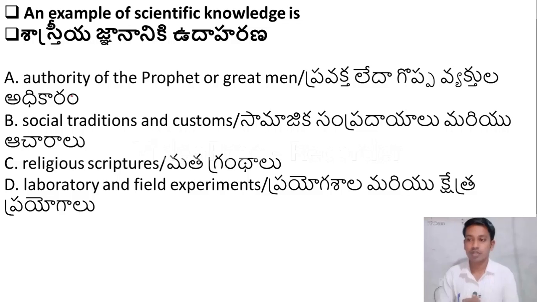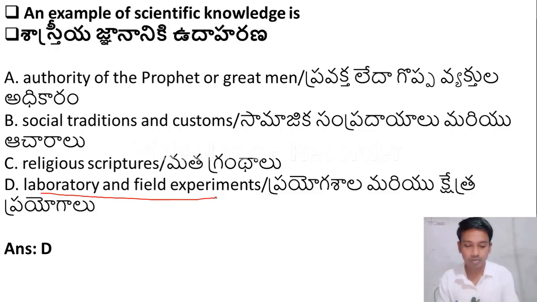Let us move to the question. Here the question is, an example of scientific knowledge is option A, authority of the prophet or great man. Option B, social traditions and customs. Option C, religious scriptures. Option D, laboratory and field experiments. Friends, here the right answer about scientific knowledge is option D, laboratory and field experiments. Please remember the answer. The right answer is laboratory and field experiments. This is true about scientific knowledge. Let us move to the next question.